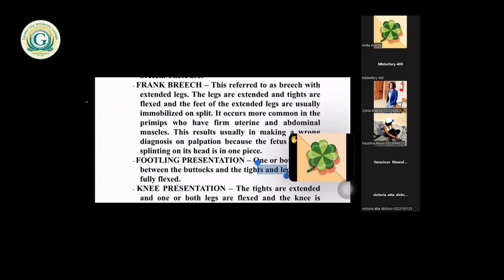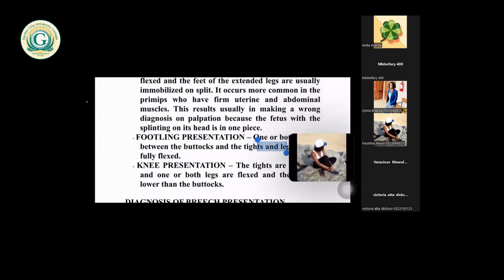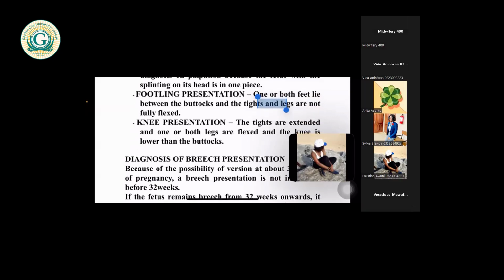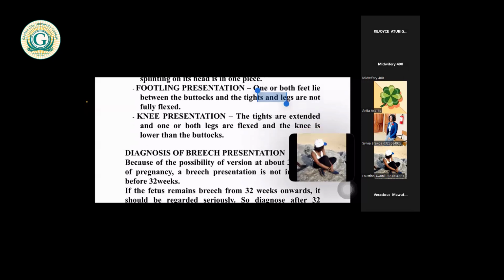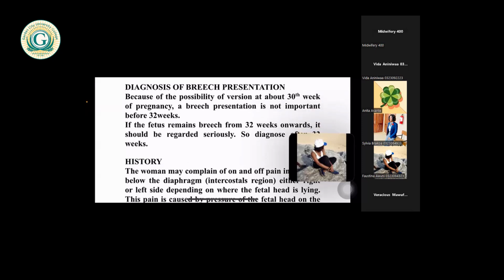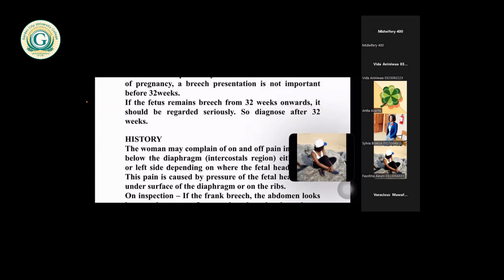I can see a hand up. It's the same hand. It's Anita. Okay. So let's continue. Diagnosis of breech presentation. Because of the possibility of version at about the 30th week of pregnancy, a breech presentation is not important before 32 weeks. If the fetus remains breech from 32 weeks onwards, it should be regarded seriously. So it is diagnosed after 32 weeks.